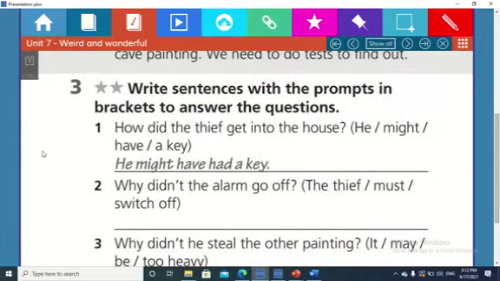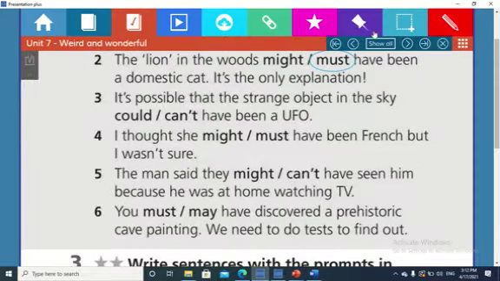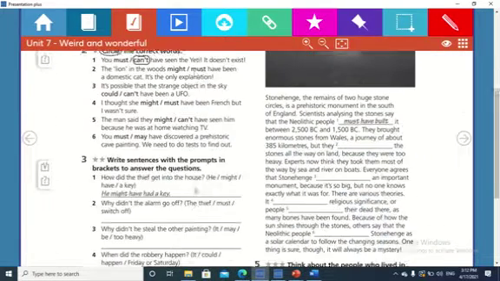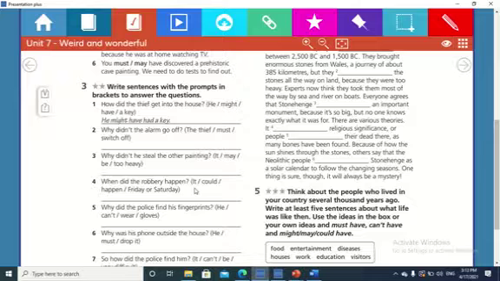So please complete these sentences. What about exercise 3? What do you have in exercise 3? Again, write sentences with the prompts in the brackets. So here we have the chosen modals. Of course, you have to choose might, or the given modal, with have plus past participle. So here the first one, how did the thief get into the house? He might have had a key. So here's the verb. He might have had a key.